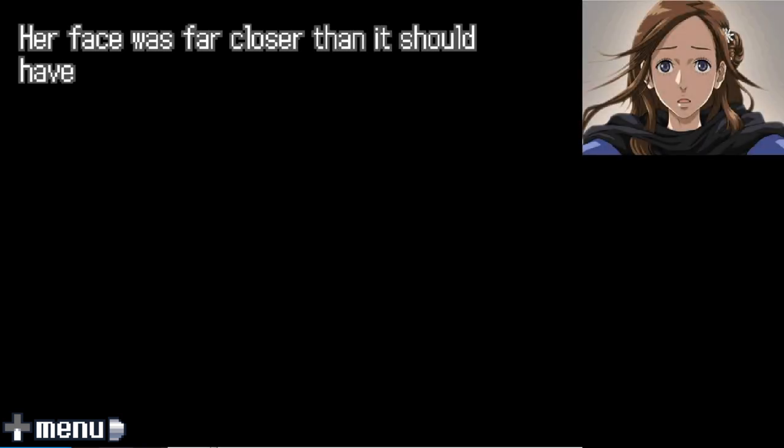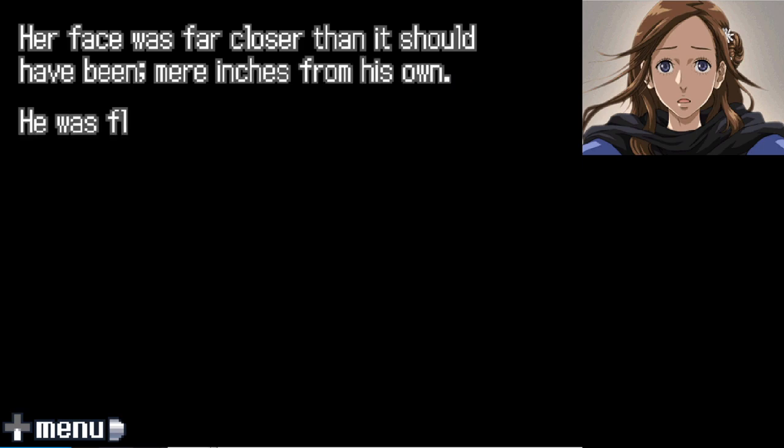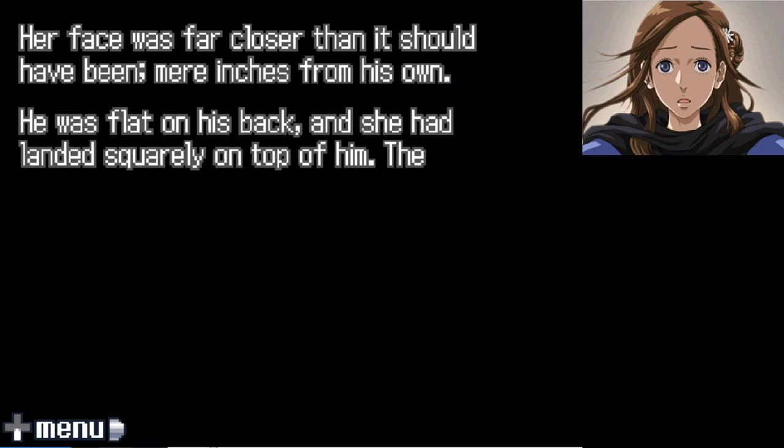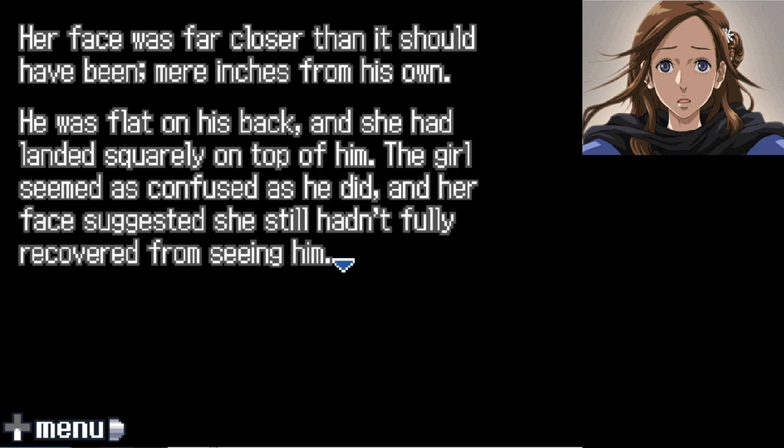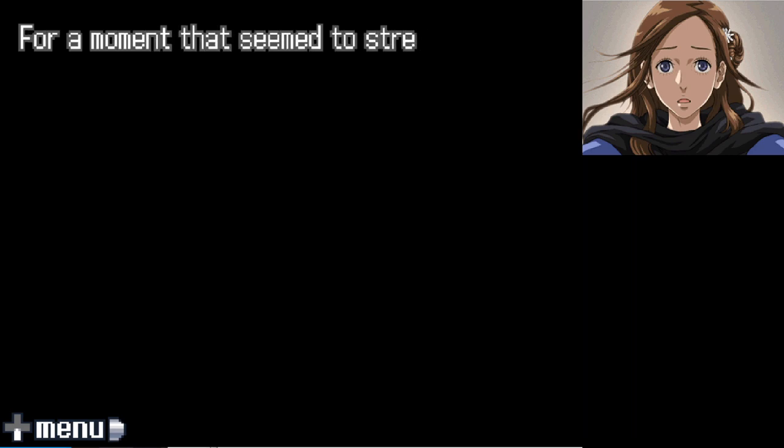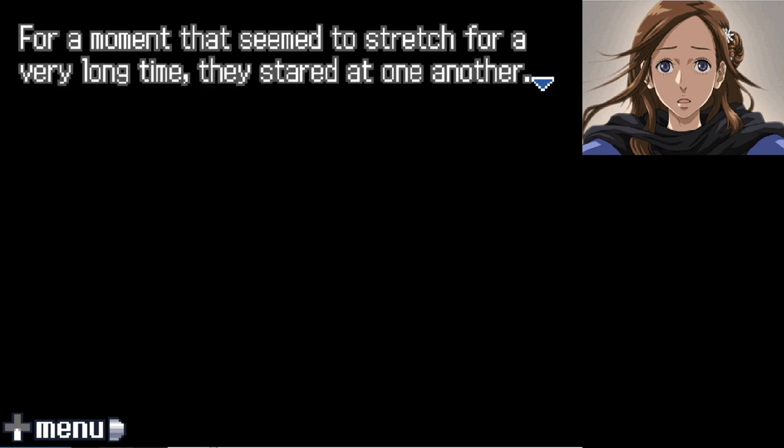The quake caught the girl unprepared, and she fell. Moving on instinct, Junpei leapt to catch her, or so he thought. Her face was far closer than it should have been, mere inches from his own. He was flat on his back, and she had landed squarely on top of him. The girl seemed as confused as he was, and her face suggested that she still hadn't fully recovered from seeing him. For a moment that seemed to stretch for a very long time.